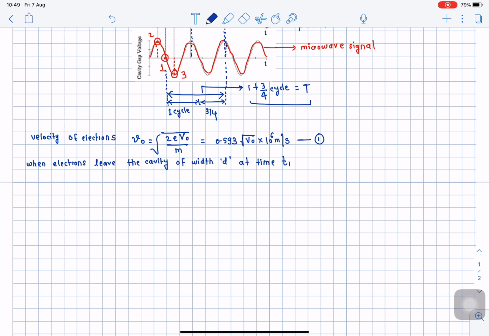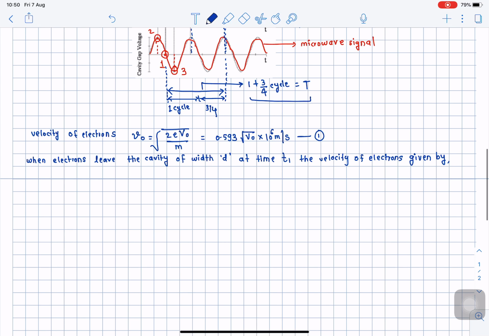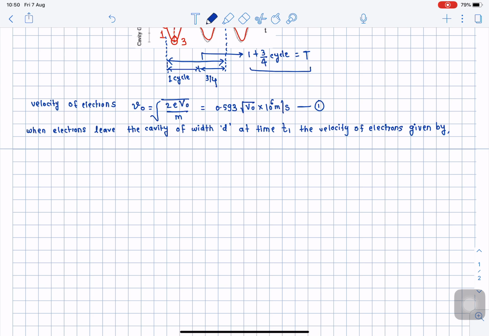At time t1, the velocity of electrons is given by, now how that can be given by, you can recall the velocity modulation equation, the standard equation of velocity modulation. So we can write the time at which the electrons are leaving is t1, and the velocity of electrons at this particular time is v of t1.